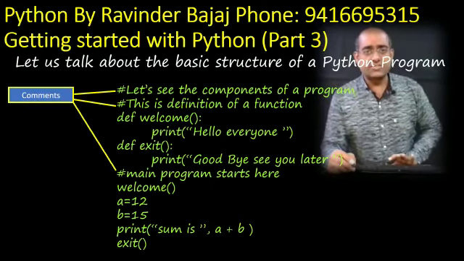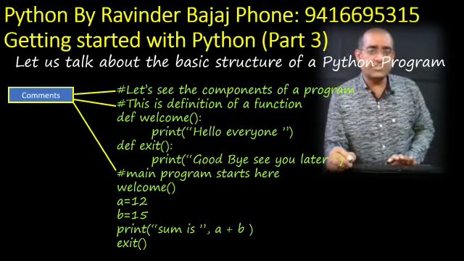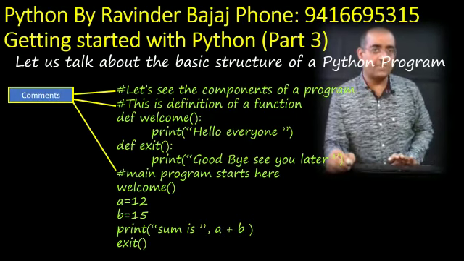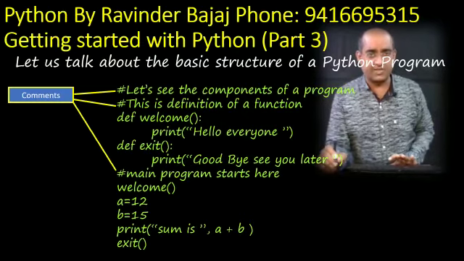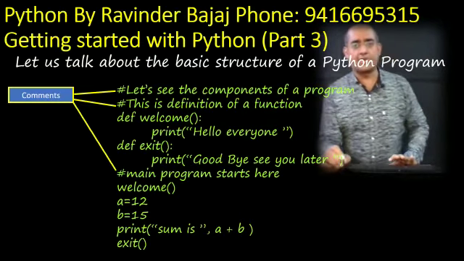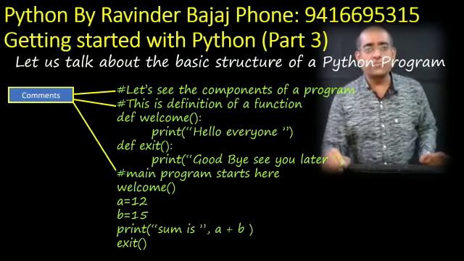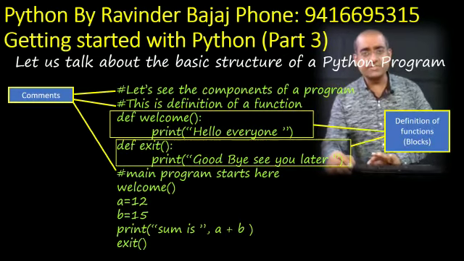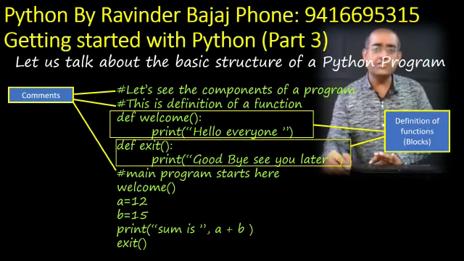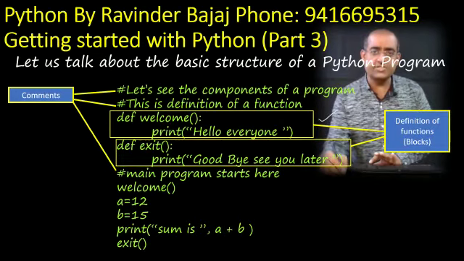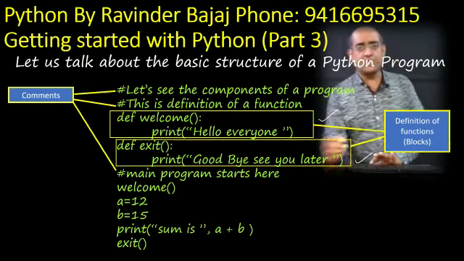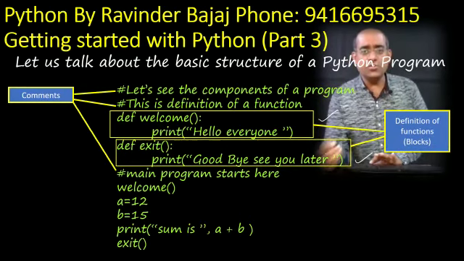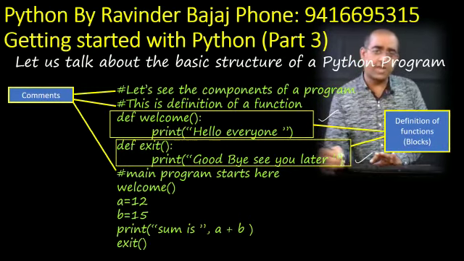See, all the lines which are starting with hash are comments. These comments are not read by the compiler or interpreter. It is just for the programmer to understand what we are doing. Second thing is, these are two function definitions. Function definitions are executed when we call them. These functions are used to recall again and again and divide the program into small programs, subprograms.